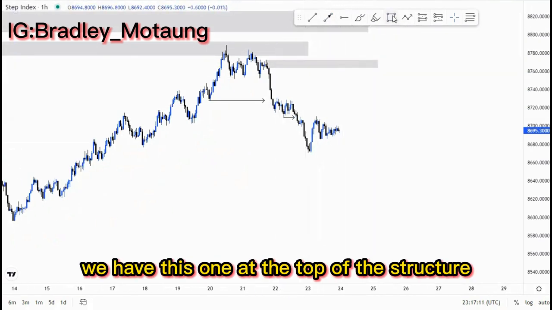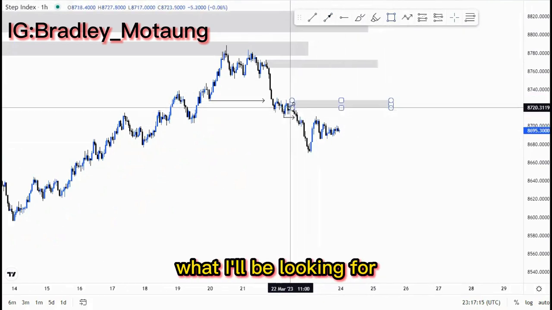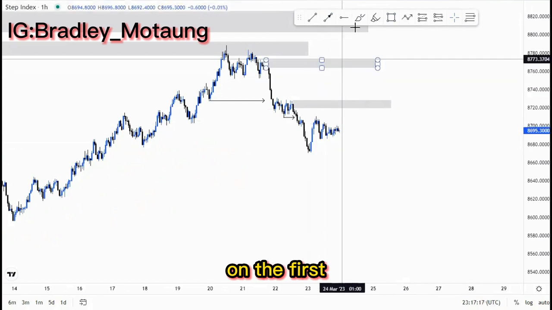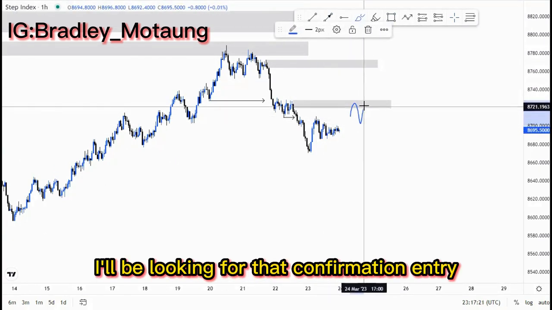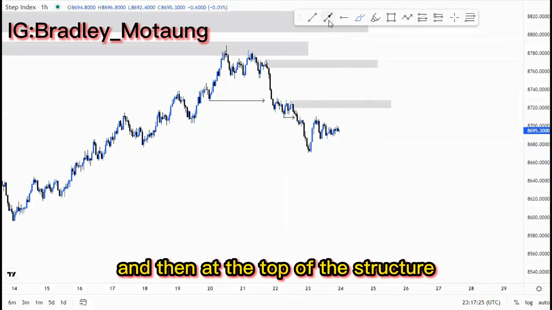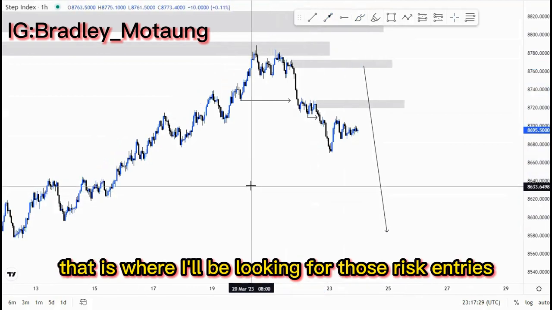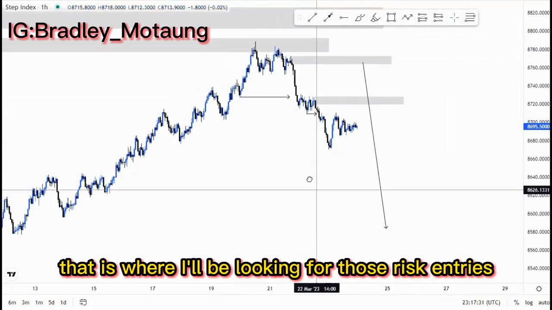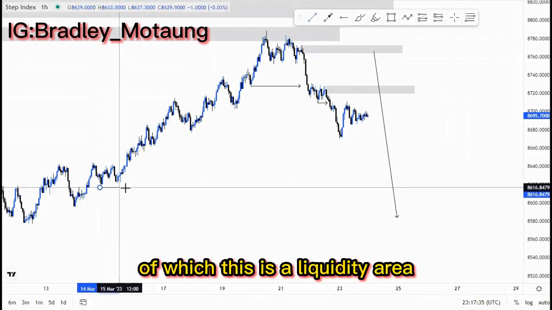We have this one at the top of the structure, and then we have this one here. So initially, on the first supply area, which is this one here, I'll be looking for that confirmation entry for me to look for those selling opportunities. And then at the top of the structure, since it's the extreme zone, that is where I'll be looking for those risk entries.